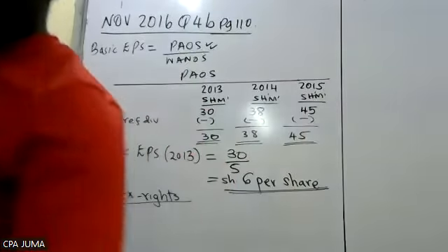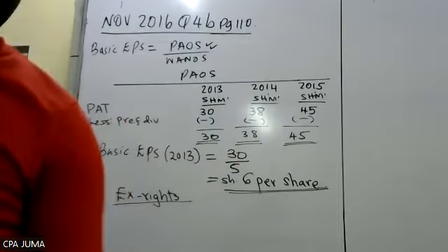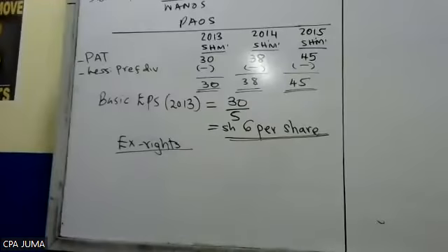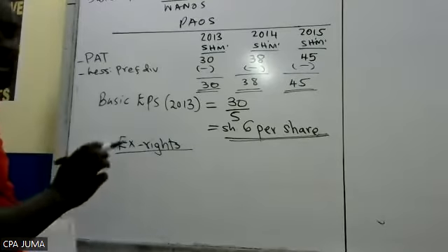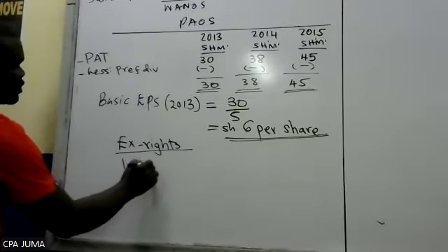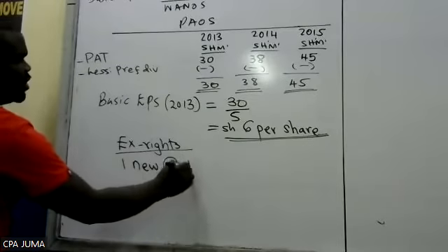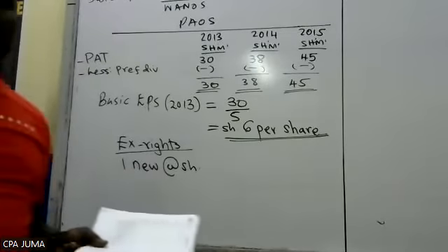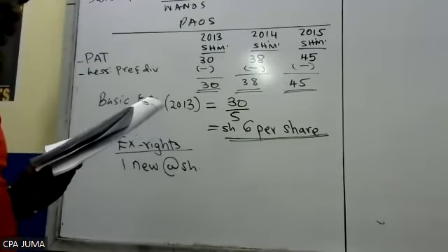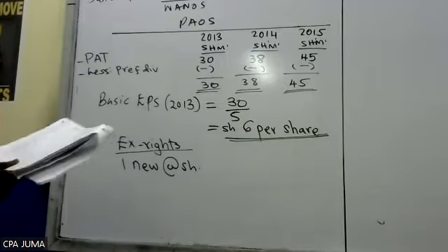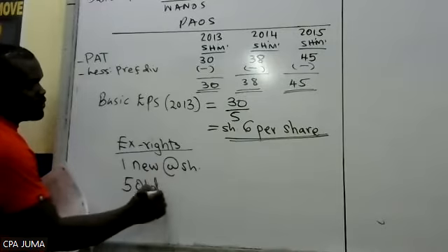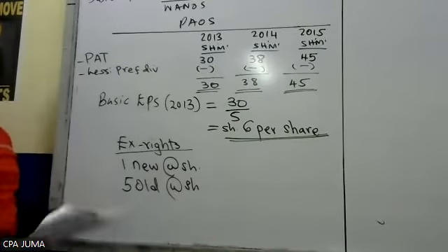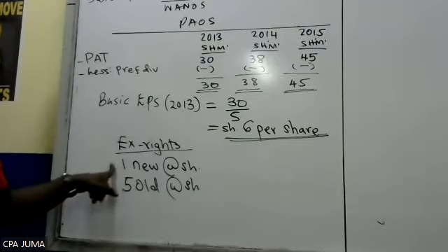For purposes of time, let's calculate it together. So they were giving rights in note 2, a rights issue of 1 new share. So they are getting 1 new at what price? Remember, the ex-rights price is the average. So a rights issue of 1 new share for every 5 shares outstanding. So for every 5 you are having, you get 1 new.